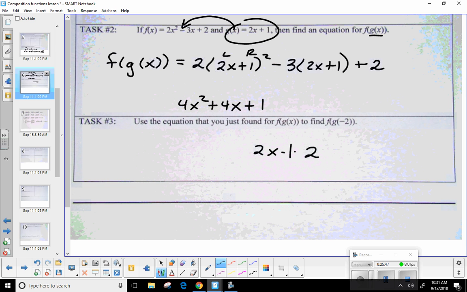Now, if you FOIL, you're going to get the exact same thing. I just think it's a lot faster, and you're able to see exactly what's going on. But however you want to do that, that is completely up to you.